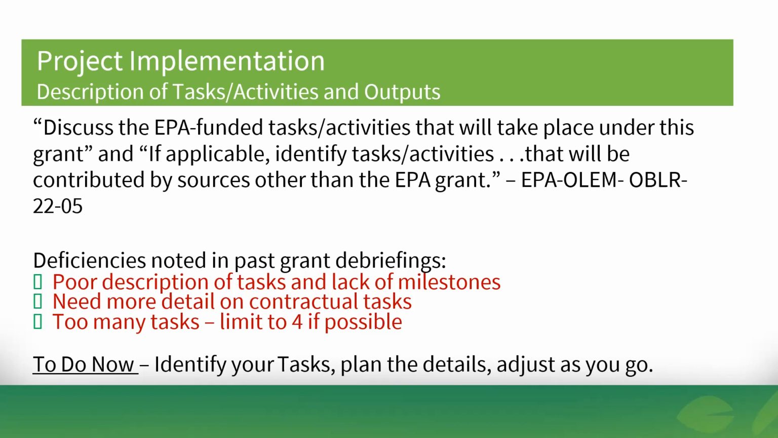So deficiencies from project debriefs have been poor description of the task, lack of milestones, need more detail on contractual tasks, too many tasks, limit to 4 if possible. I really think that's a good idea if you can limit your tasks to 4. But as I mentioned, do start identifying what your tasks are. Are you going to be doing phase 1s? Are you going to be doing phase 2s? Are you going to be doing remediation? Start planning the details. This is the time to get your numbers. Next slide, please.